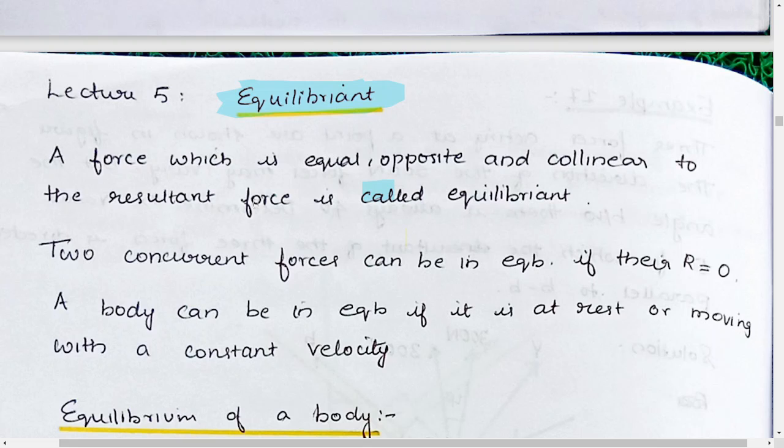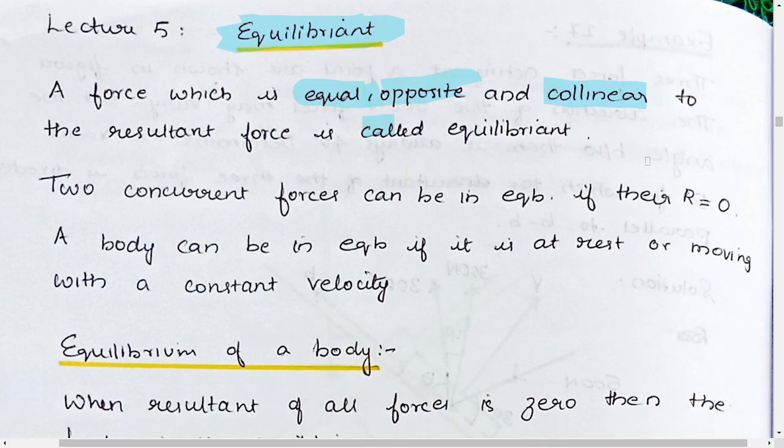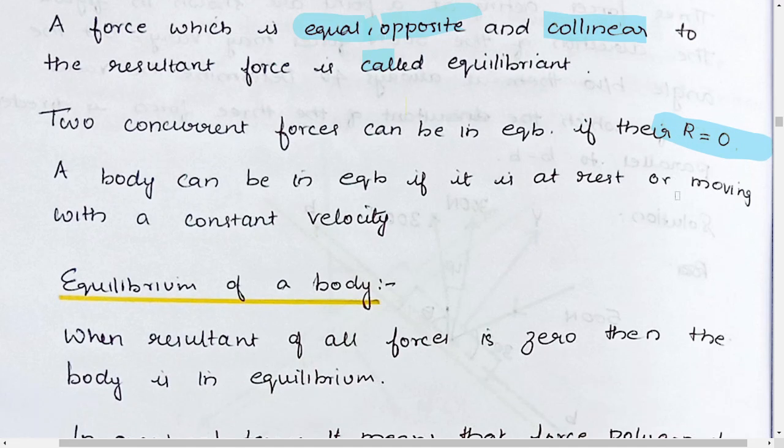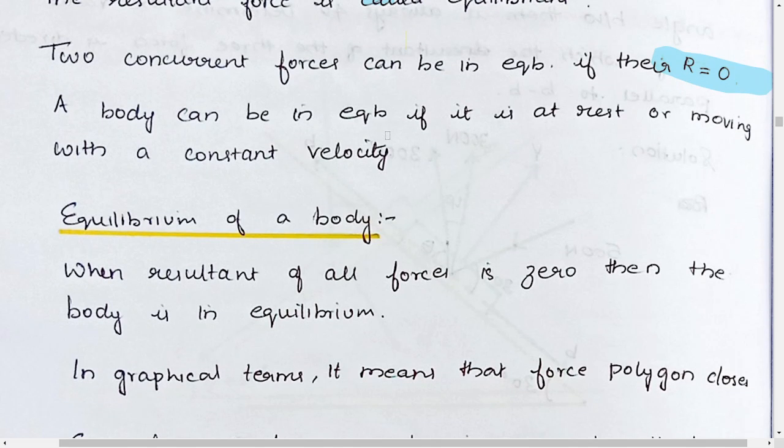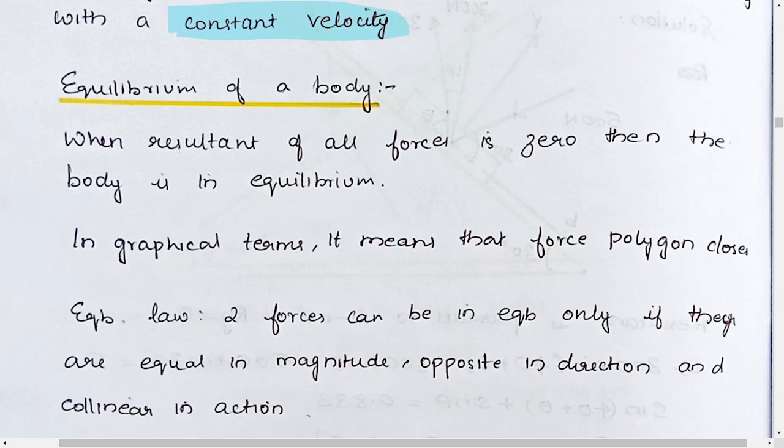So what is equilibrium? A force which is equal, opposite and collinear to the resultant force is called equilibrium. Two concurrent forces can be in equilibrium if the resultant is equal to zero. A body can be in equilibrium if it is at rest or moving with a constant velocity. It's just Newton's first law. In these cases we can say the body is in equilibrium.